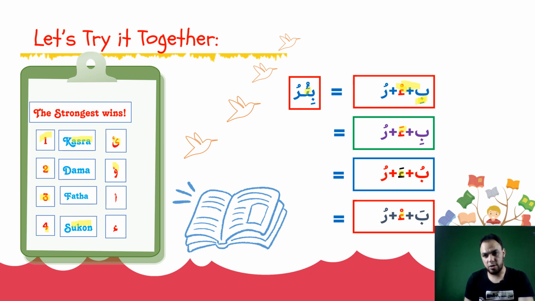So let's do the next one. We have ba, we have ru. So we have kasra here. So the letter Hamza, and see what is the letter before. The letter before it has kasra. And the Hamza has fatha.